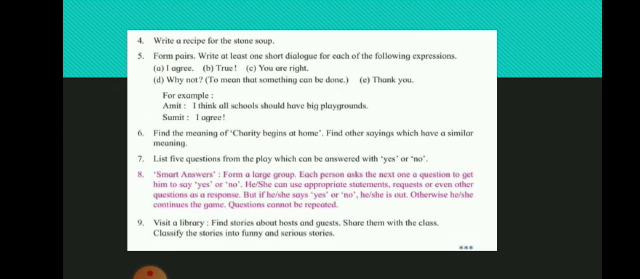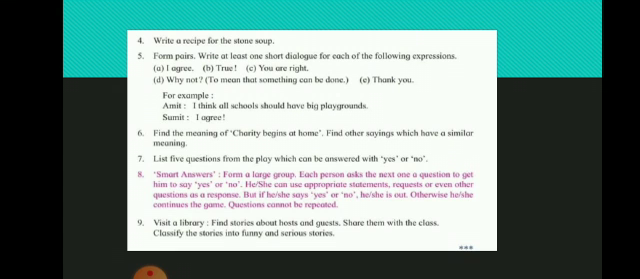Find other sayings which have a similar meaning. So I told you what you mean by charity begins at home. The meaning of this proverb is a person's first responsibility is to look after the needs of his own family and friends. We can see that people should deal with the needs of people close to them before they think about helping others. This is the meaning of charity begins at home.